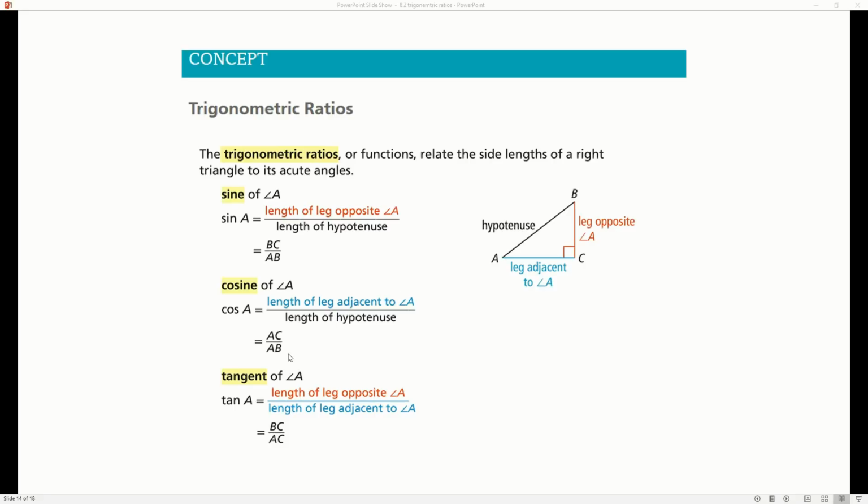And the tangent is a little different. It's the only one that doesn't take into consideration the hypotenuse when we find the ratio. So looking at A, we're going to put the side opposite over the side adjacent. So here, straight across, that's going to be our numerator. And then the side that's adjacent to A will be our denominator.